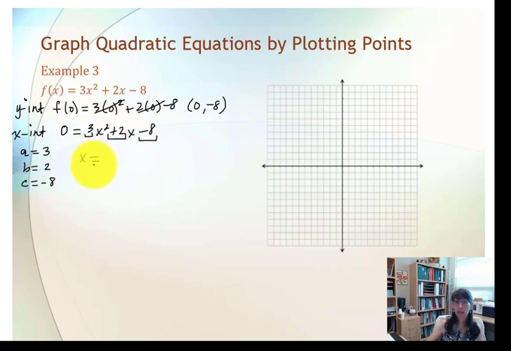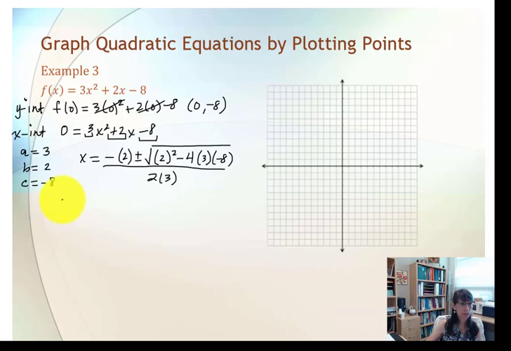Substituting those values into the quadratic formula, our minus b means minus 2, plus or minus the square root of b squared, which means 2 squared, minus 4 times a times c, all divided by 2 times a. So that's 2 times 3. To simplify, negative times 2 would be negative 2, plus or minus terms under the radical.